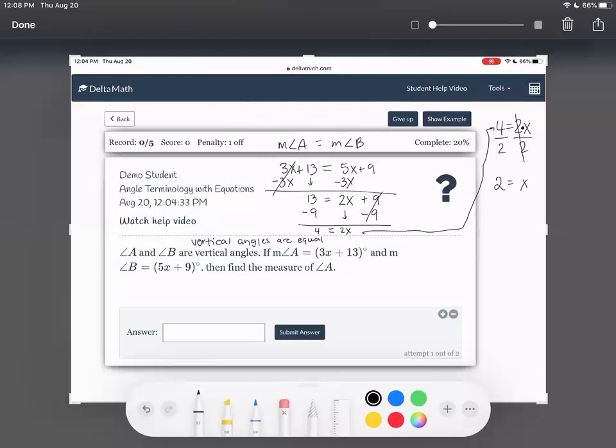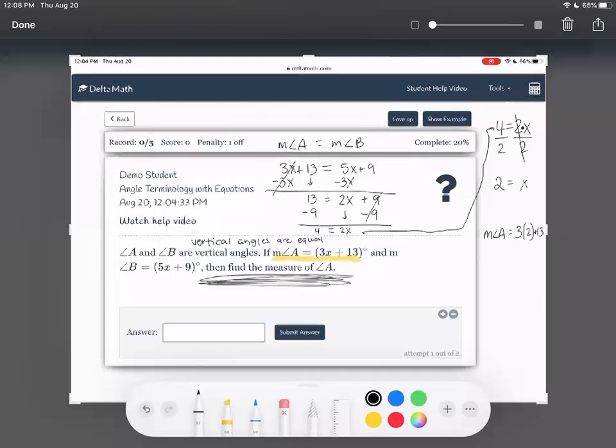However, that's not our answer yet. It says find the measure of angle A. So you have to plug in this x into our A equation, which is here. Measure of angle A is equal to 3x plus 13 degrees. So that's what we're plugging it into. Measure of angle A is equal to 3x, our x was 2, plus 13.